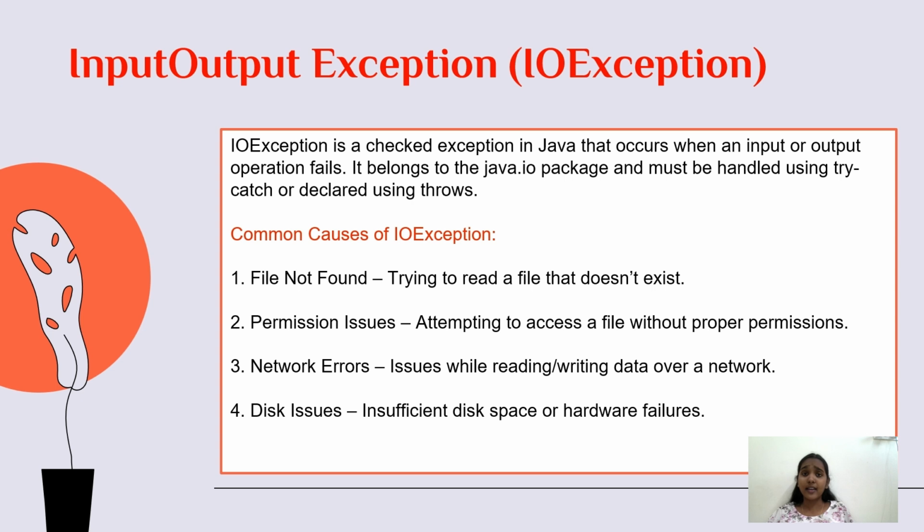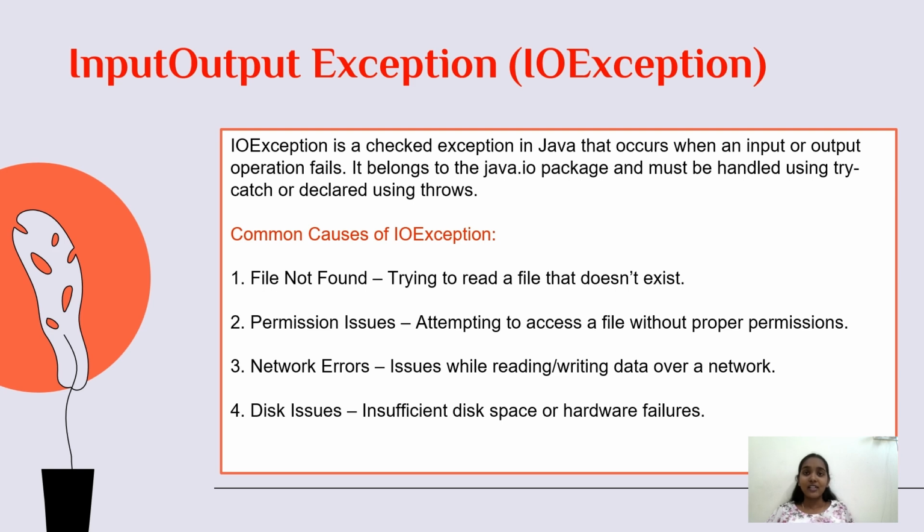Now, the question arises, why do IO exceptions occur? IO exceptions happen due to reasons beyond our control, like trying to open a file that does not exist, the program not having access to read or write a file, network failure, or no space left to save a file.